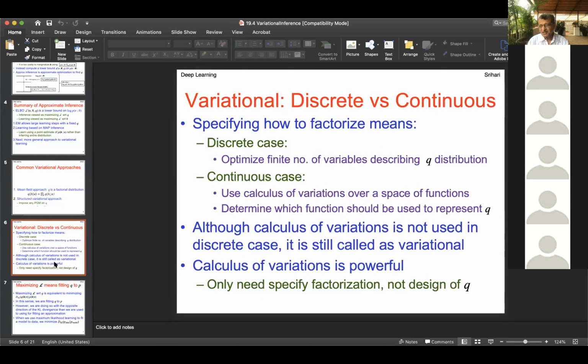So it is very similar to the regular calculus, where we're saying what is the value of the input at which the function is maximum, right? And maxima, minima, that's what we do. Here we're saying, no, we've got a function of some variable, and of all the functions, which function has the highest value, let's say at this point. So that is choosing the functions, and it is called calculus of variations. Calculus of variations is powerful: we only need to specify the factorization, not the design of Q.